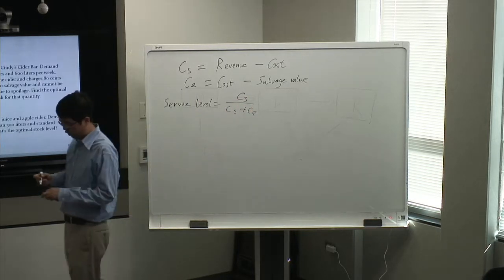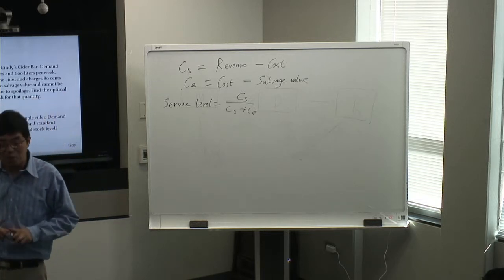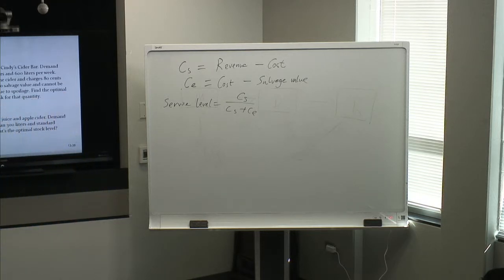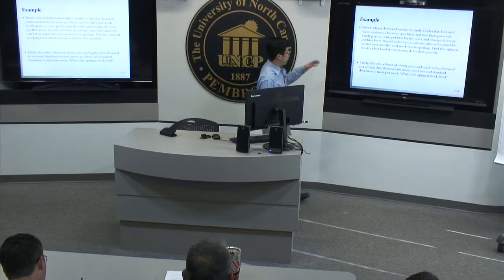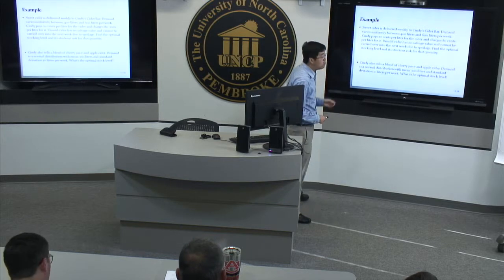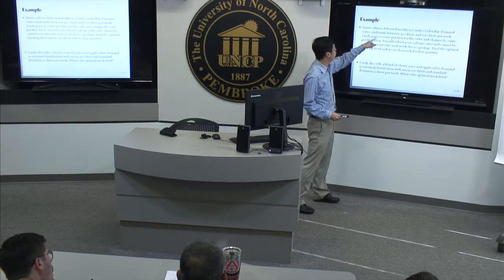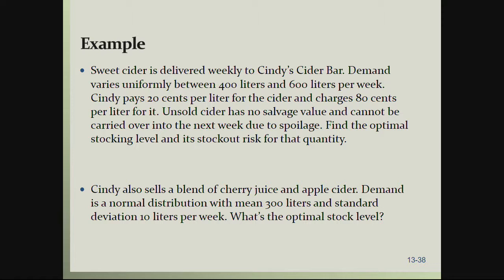Okay, now it's your turn. Everybody gets the formula? Everybody understand? When we talk about perishable food, perishable product, then we should use the single period model. Let's see this example. Sweet cider is delivered weekly to Cindy's cider bar. So demand varies uniformly between 400 and 600 liters per week. Now I want to ask you guys, what does this mean? The demand varies uniformly between 400 liters and 600 liters per week.